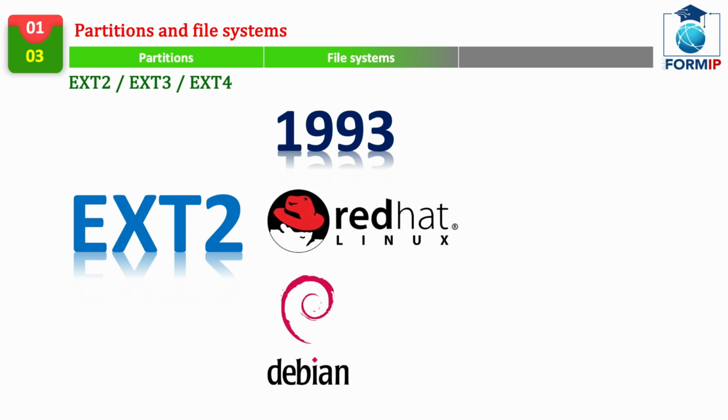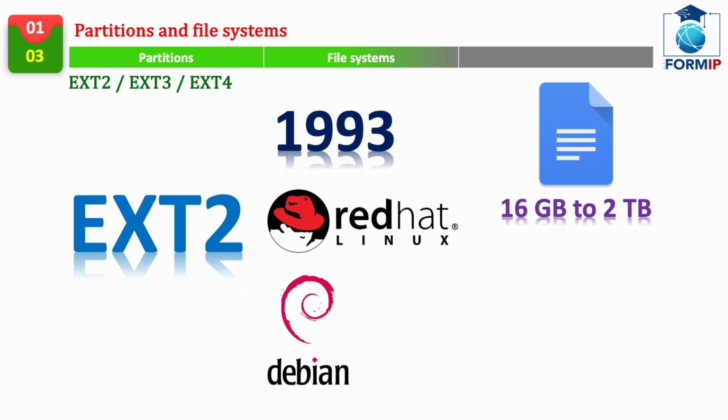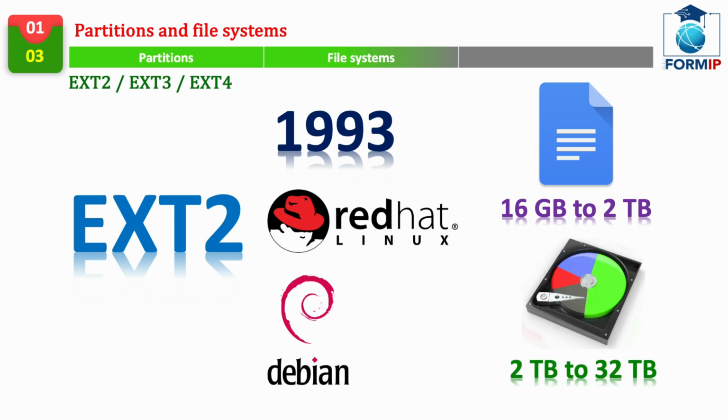It is the first default file system of many distributions, such as Debian or Red Hat. The maximum file size can be from 16 gigabytes to 2 terabytes. And the overall size of a file system partition can be from 2 terabytes to 32 terabytes, which was huge for the time.